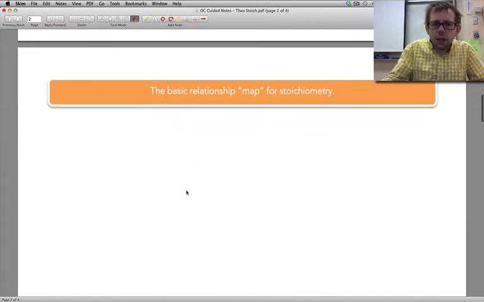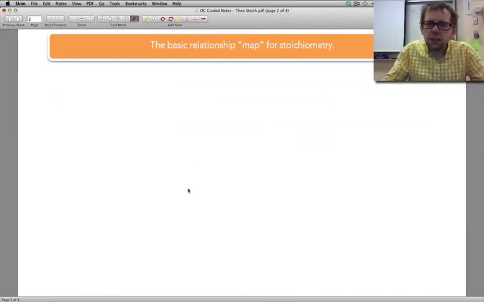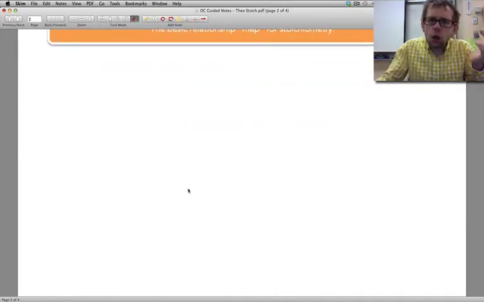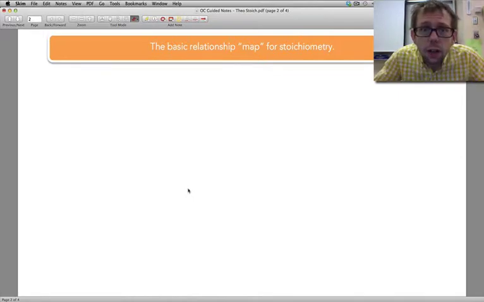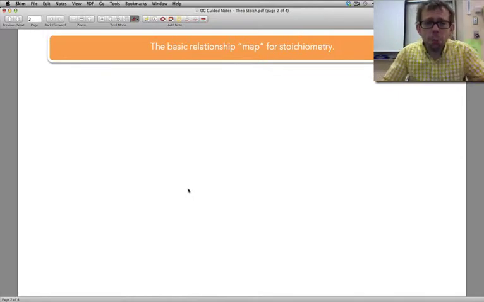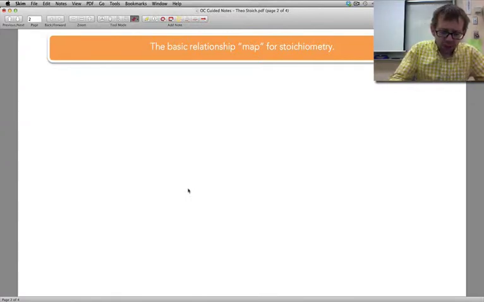Well, let's think about this. Is there basically a way we can get between grams of a substance and the moles there are? Grams, moles, grams, moles. Oh, whoa. That sounds like molar mass. Now we've done that before. Molar mass. We can get molar masses of compounds.